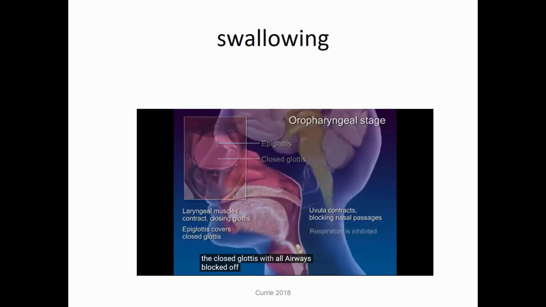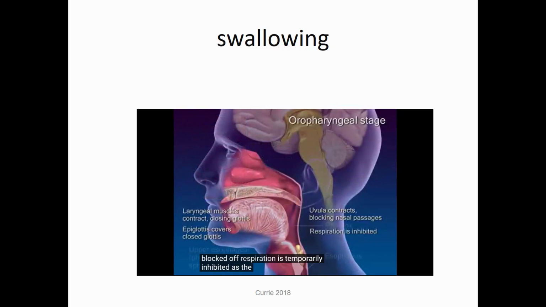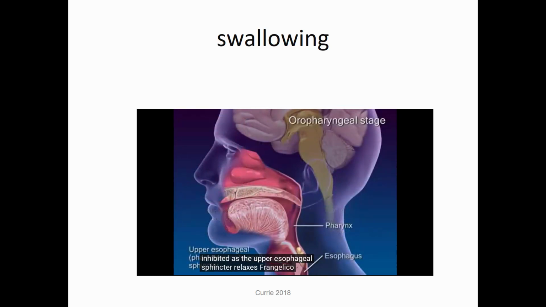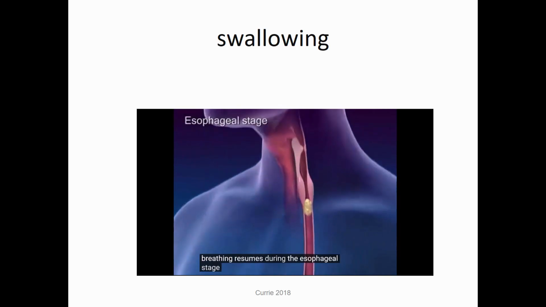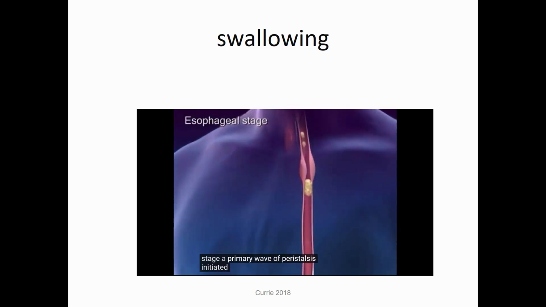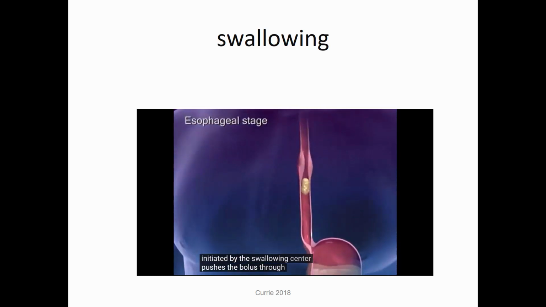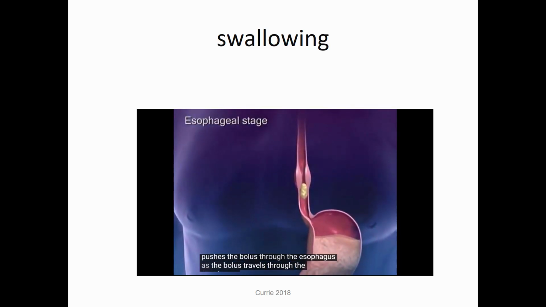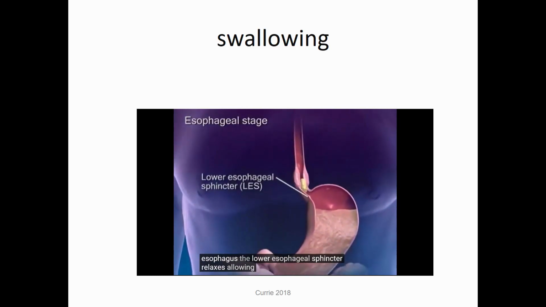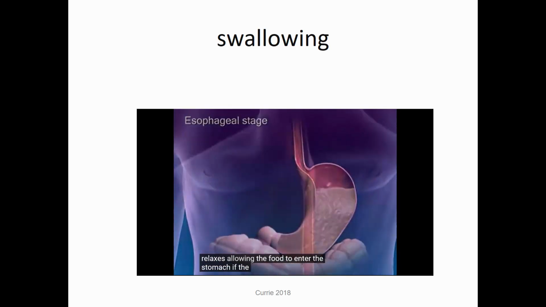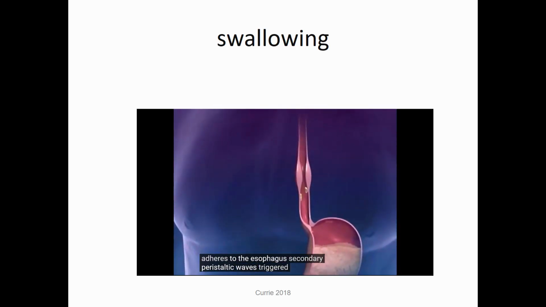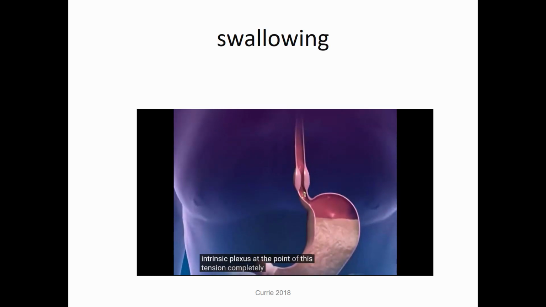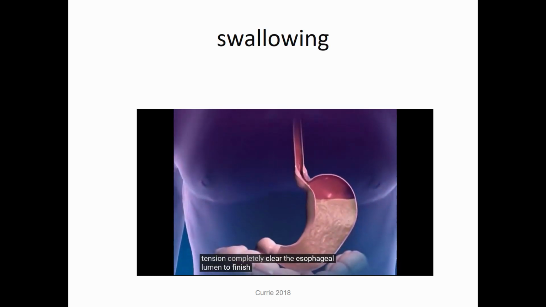With all airways blocked off, respiration is temporarily inhibited. As the upper esophageal sphincter relaxes, pharyngeal contractions drive the bolus into the esophagus. The oropharyngeal stage is done and breathing resumes. During the esophageal stage, a primary wave of peristalsis initiated by the swallowing center pushes the bolus through the esophagus. As the bolus travels through the esophagus, the lower esophageal sphincter relaxes, allowing the food to enter the stomach. If the bolus is sticky and adheres to the esophagus, secondary peristaltic waves triggered by the intrinsic plexus at the point of distension completely clear the esophageal lumen to finish the swallow.